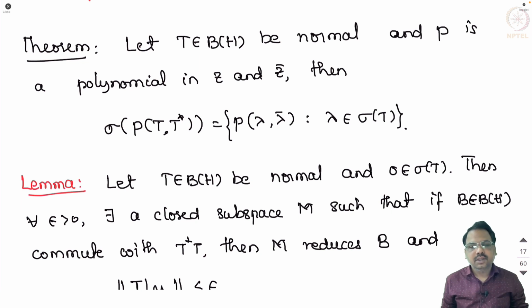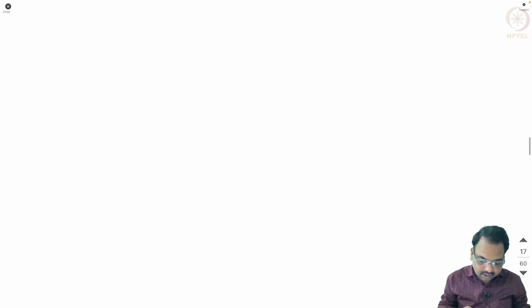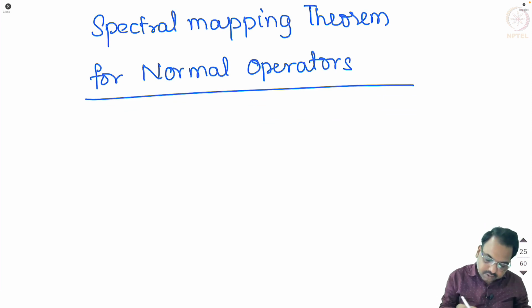Now we ask the question, can we extend this result to continuous functions? That means if you have a continuous function defined on the spectrum of T, can we say that the spectrum of f(T) equals f of the spectrum of T? This is the question we are going to address today. This we have already discussed for self-adjoint operators earlier. So today we are going to discuss the following result.